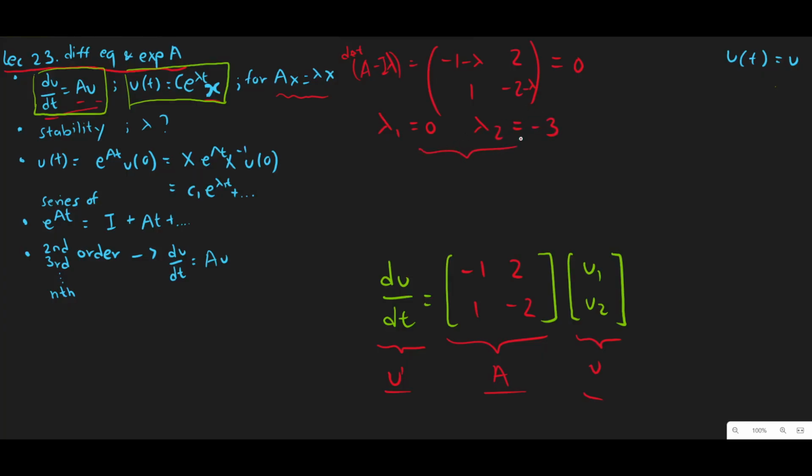Let's do a quick check. The sum here is -3, which is exactly what we see in the trace: -1 plus -2 is -3. We also know from previous lessons that the product of them is the determinant, which is 0. So if we multiply 0 and -3, we get 0. That matches exactly as we expected. So I'm going to remove them quickly, and then we have the eigenvalues now.